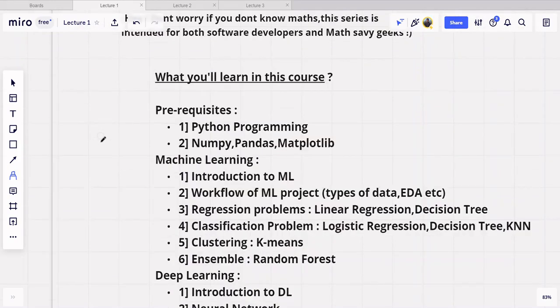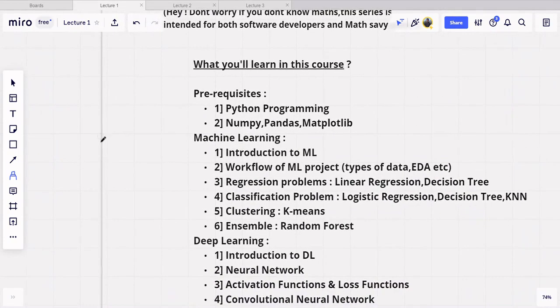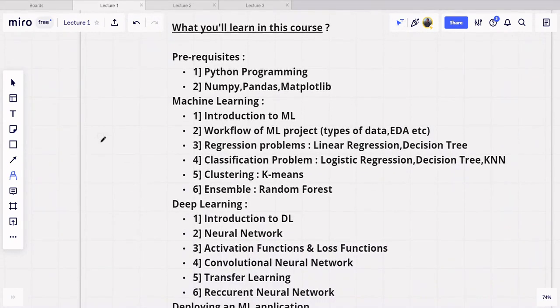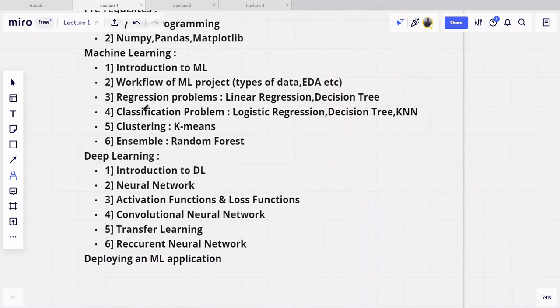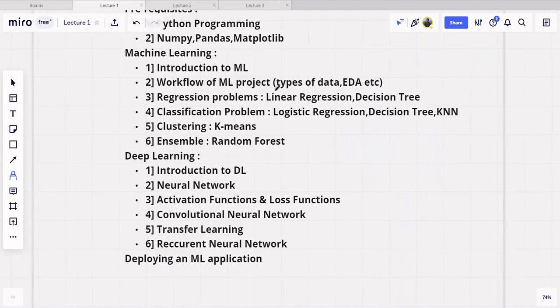And here is the index for the course. Okay, these are all the things that you will be learning in this course. The first is the prerequisites, which I told you: Python programming, NumPy, Pandas, and Matplotlib. In machine learning we will be studying the workflow of ML projects. Then we will be studying some regression problems, classification problems, clustering problems, and ensemble problems. Okay. So by the end of this series, you will have a pretty good intermediate knowledge about machine learning and all. Okay. Now once the machine learning series is completed, we'll start directly with our deep learning series.